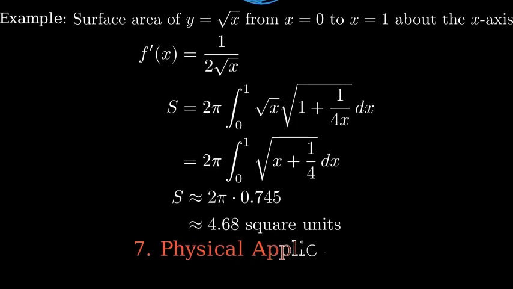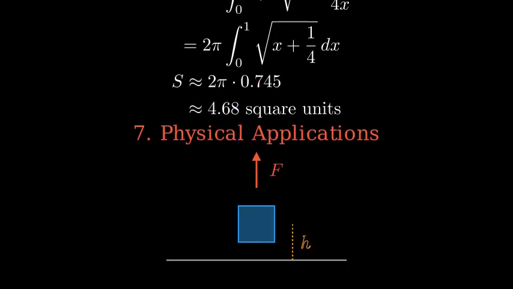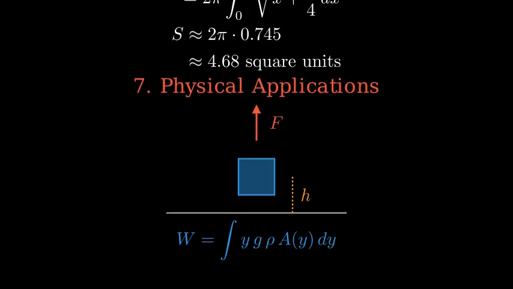Our final application covers physical applications of integration, such as work and fluid pressure. In physics, work is the product of force and displacement. When the force varies, we use integration to find the total work done. For example, to find the work required to lift an object with varying mass distribution, we integrate the product of the gravitational force and the height. Work equals the integral of y times g times rho times a of y dy, where rho is the density and a of y is the cross-sectional area at height y.